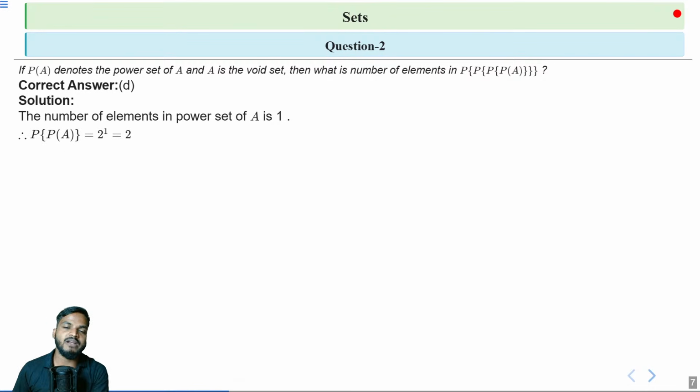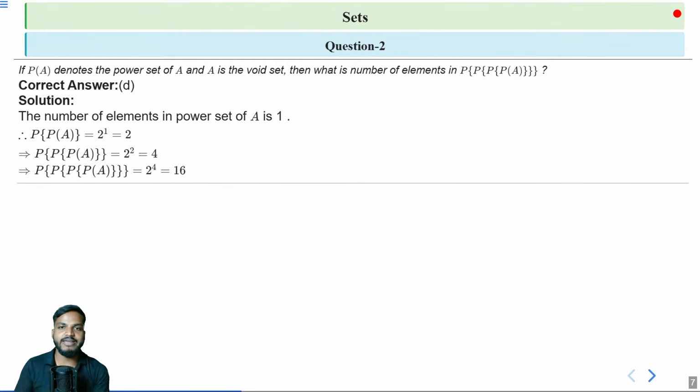Now to calculate the number of elements in the power set of the power set of A: the number of elements for the power set of A is 1, so it is 2 to the power n, and here n is 1. So 2 to the power 1 is 2. So the number of elements in the next power set is 2. To calculate the next one, as the number of elements is 2, it is 2 squared, that is 4.